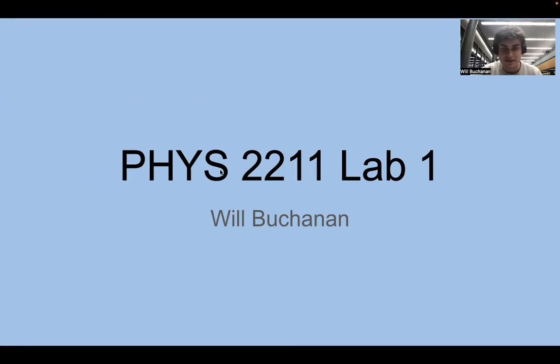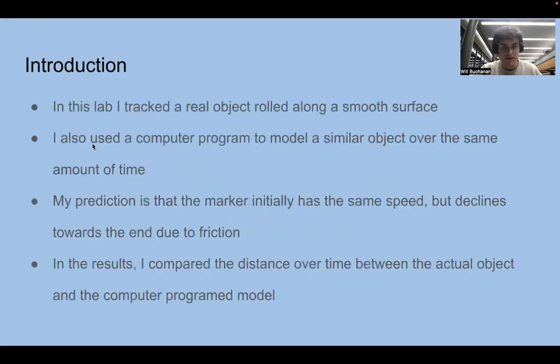So this is my Physics 2211 Lab 1. For the introduction, in this lab, I tracked a real object rolling along a smooth surface, which in this case was an Expo marker on a table. And then I used a computer program to model a similar object over the same amount of time with a very close initial velocity. My prediction is that the marker and the modeled object will initially have similar speeds, but I believe that the marker will decline in velocity over time due to the rolling friction with the table.